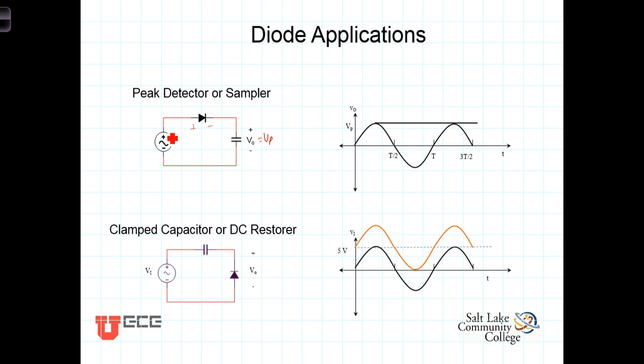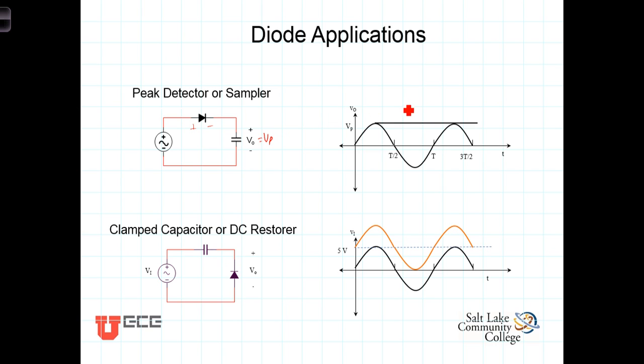Now, as the voltage here starts to drop, we've got V peak here, something less than V peak. The diode is going to be reverse biased, and the diode will not conduct. So effectively, the capacitor is left with an open circuit here. The capacitor cannot discharge, and thus it holds that voltage until a higher voltage comes along.